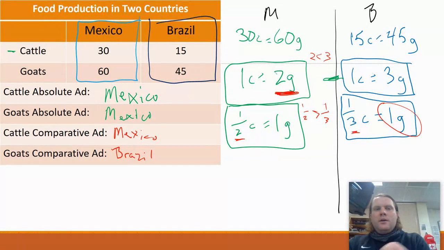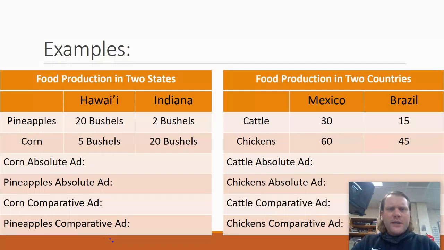Okay. Yes, we have Mexico as the absolute advantage in both. We will never, ever, ever have the same country have a comparative advantage in both. Like I said, sometimes you can have a tie. I've seen that on the test once or twice, but you will never have both down here. That should be a red flag. Okay. There's those two examples.